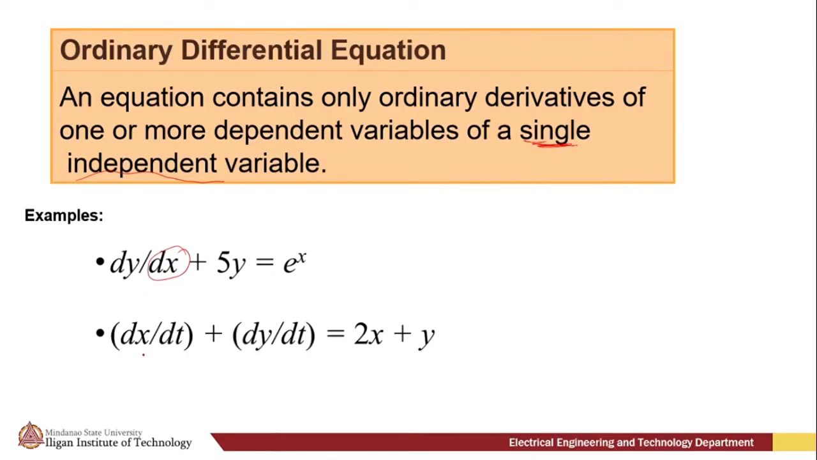Next, we have dx over dt plus dy over dt equals 2x plus y. We have two derivative terms in this equation. If you notice, we have two dependent variables, x and y, and we only have one independent variable, which is t. So this one is an ordinary differential equation. As long as the independent variable in an equation is only one, then it is an ordinary differential equation.